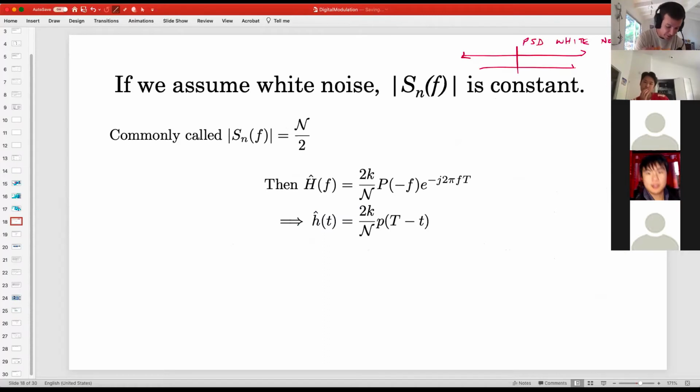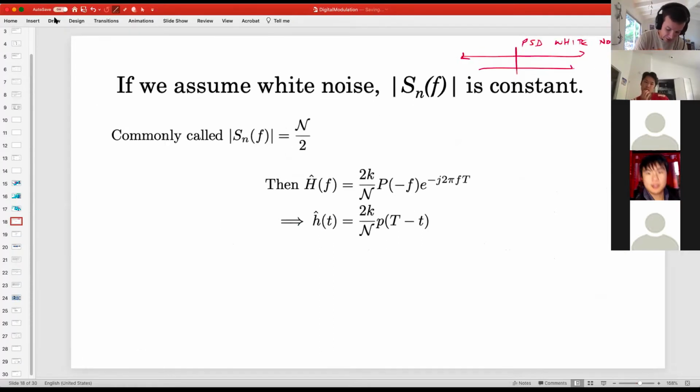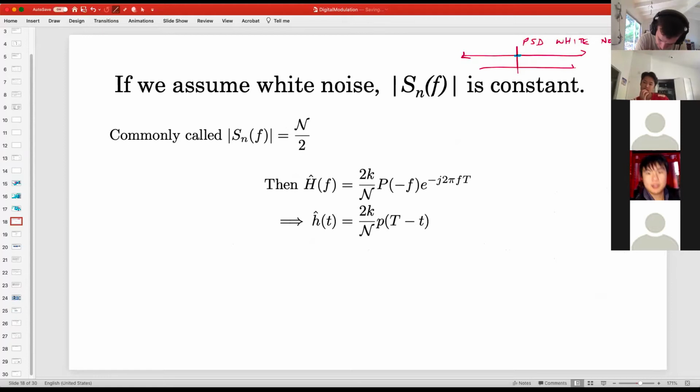And so for reasons that I have still not figured out, this level is, at least in the Lothy book, defined as script N over 2. And I get the over 2, but the script N is still baffling to me, why he chose that symbol. But I'm just going to go with it. Okay.